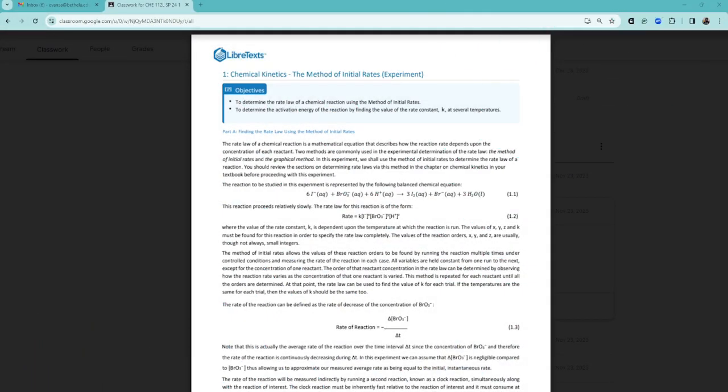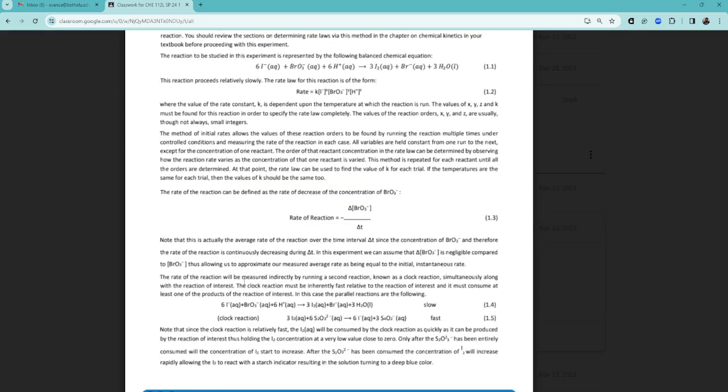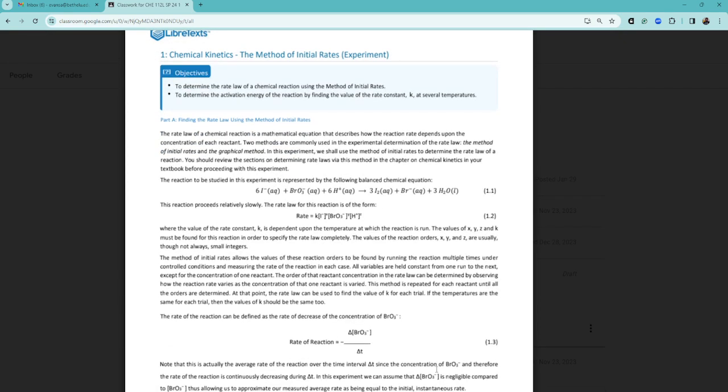So our experiment will be using color change and timers. We're going to essentially measure how fast a color disappears. So we're going to look at the lab. The basic idea here is that in this lab we're mixing a bunch of things together: iodide, bromate, acid, and that's going to form iodine and bromide and then be converted back.